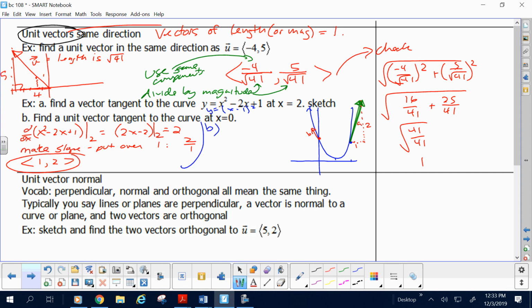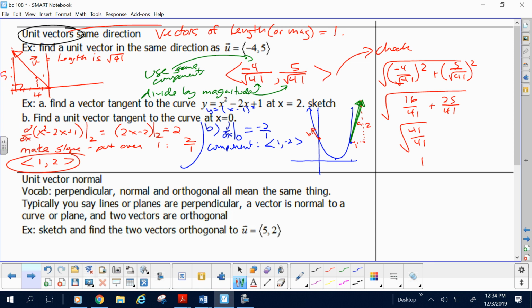Unit vector tangent to the curve at x equals 0. Now, this has 2 components to it. You need to find a vector in the right direction of the tangent, but also then you need to shorten it up so it's 1 unit long like we did there. So let's start with the derivative again. What is the derivative at 0? Negative 2. Okay? So this vector wants to be negative 2 over 1. If I put that in component form, is that negative 2, 1 or 1, negative 2? 1, negative 2.